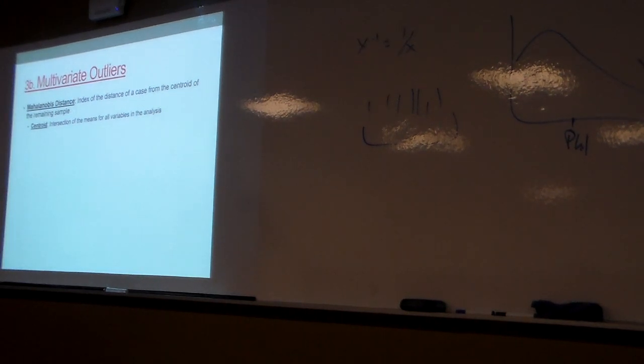Multivariate outliers. How are we going to go through and identify these? Because we've got a difficult situation where cases can have reasonable values on individual variables, but put together they're not reasonable. What we're going to do for our general multivariate screening is calculate a Mahalanobis distance. Mahalanobis distance is the distance of a case from the centroid of the remaining sample.